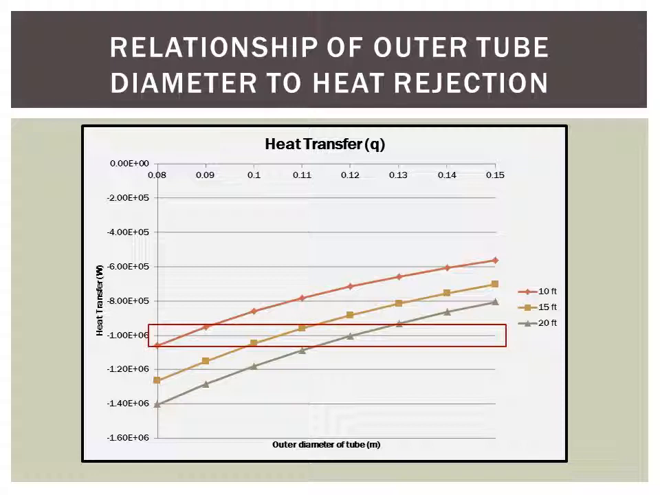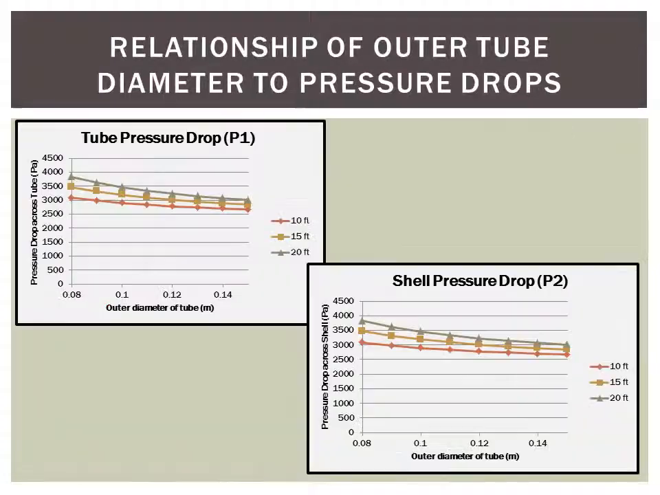Here you can see the relationship between the two variables and the heat rejection. It is important to keep the heat rejection close to 1 megawatt, as shown by the red box. The effect that the tube diameter and length have on the pressure drop is shown here. It was requested that these pressure drops be minimized.